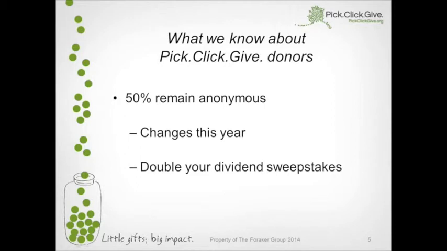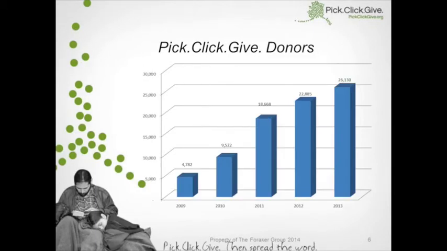And then if you were part of Pick.Click.Give last year, you may have seen the Double Your Dividend sweepstakes. This was an opportunity for 10 Alaskans who share part of their permanent fund dividend through Pick.Click.Give to be entered into a sweepstakes to earn an extra dividend. That came towards the end of our cycle last year, and it was just advertised in the month of March. This year we'll have the opportunity to continue to advertise that and encourage donors to disclose their information.